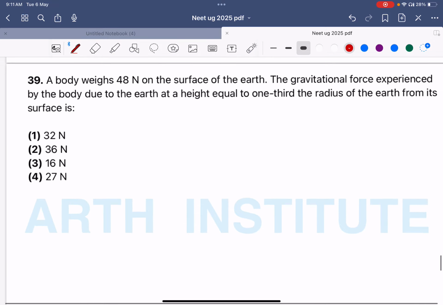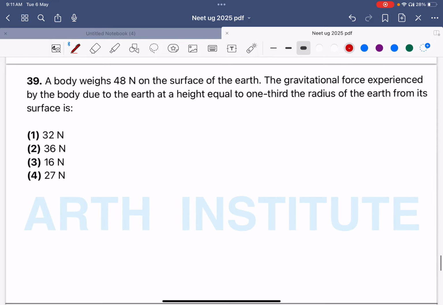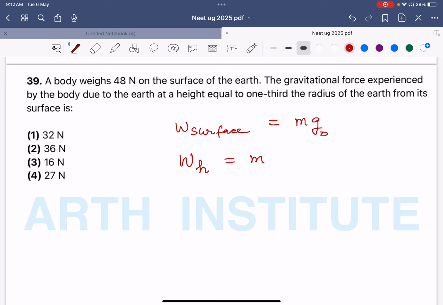Next, if you look at question number 39, a body weighs 49 Newton on the surface of Earth. Gravitational force experienced by the body due to Earth at a height equal to 1/3 of the radius of the Earth from its surface is. Now the weight is given on the surface. The weight on the surface is mass into acceleration due to gravity on the surface. And the weight at a height h is asked, so this will be mass into acceleration due to gravity at a height h.